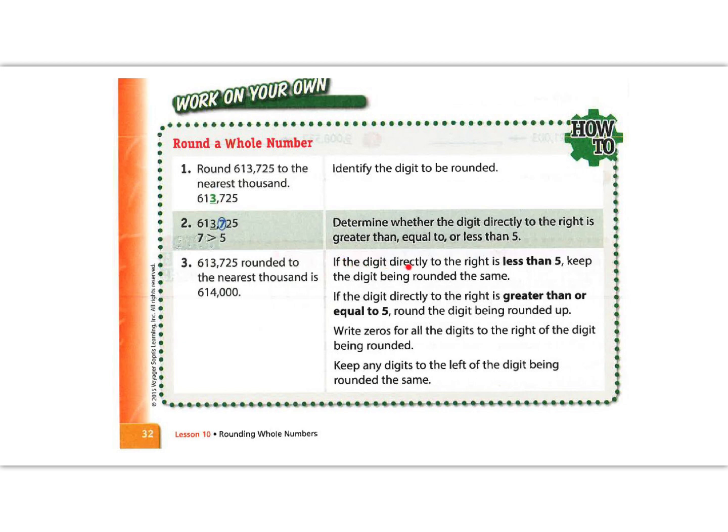So it says if the digit directly to the right is less than 5, 4 or less, let it rest. You keep the digit being rounded the same. If the digit to the right is greater than or equal to 5, 5 or more, raise the score. Round the digit being rounded up. Write zeros for all the digits to the right of the digit being rounded. Keep any digits to the left of the digit being rounded the same. So here we say 613,725 rounded to the nearest 1,000 is 614,000 because that 7 was more, so we raised that up. We went from 3 to a 4, and then those turned to zeros.